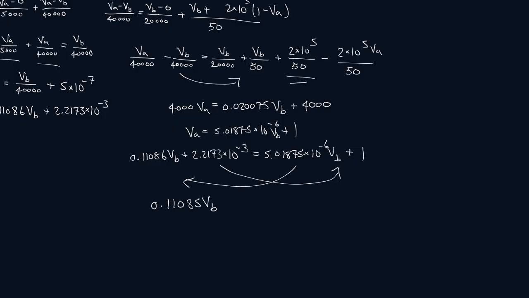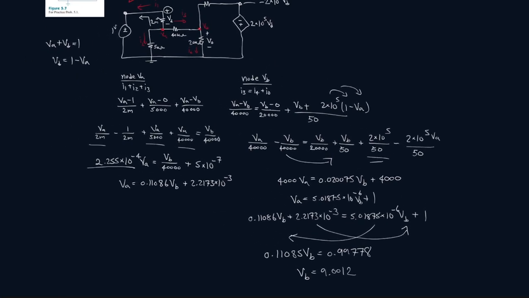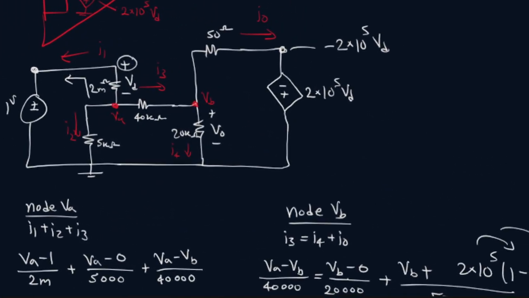0.118085 VB. And then it's 1 minus 2 times 2.173 times 10 to the minus 3. That gives me 0.99778. VB will be equal to 9.0012.